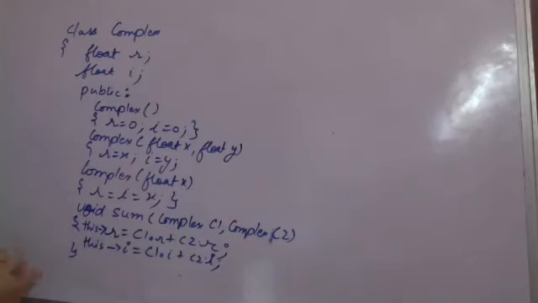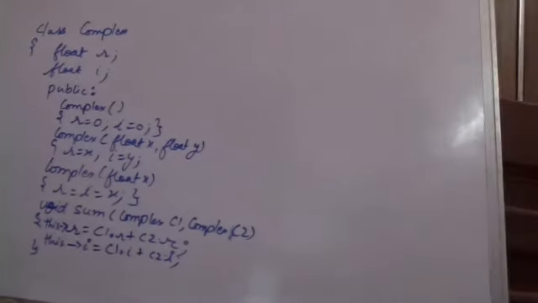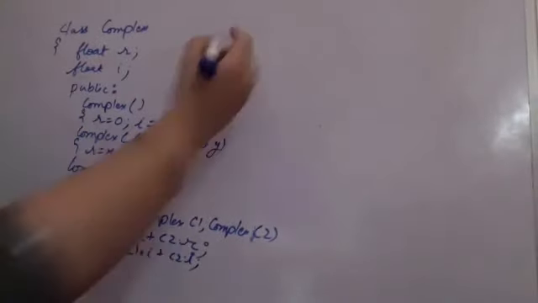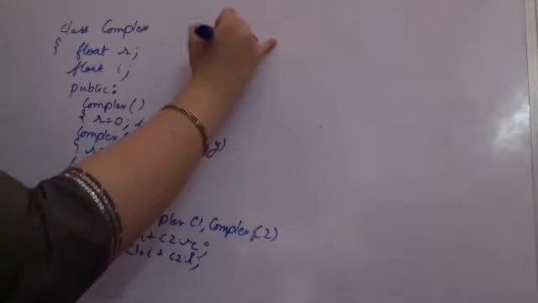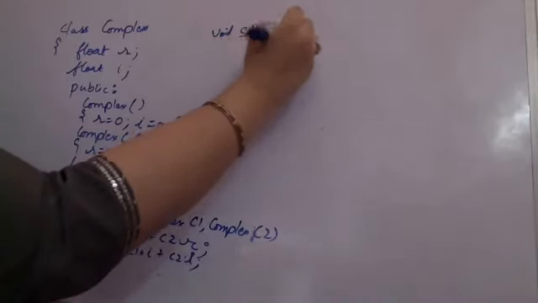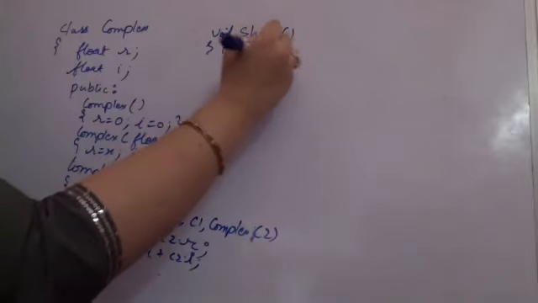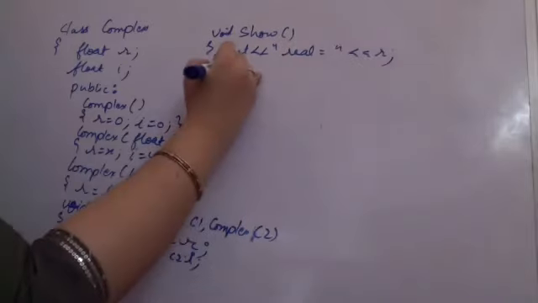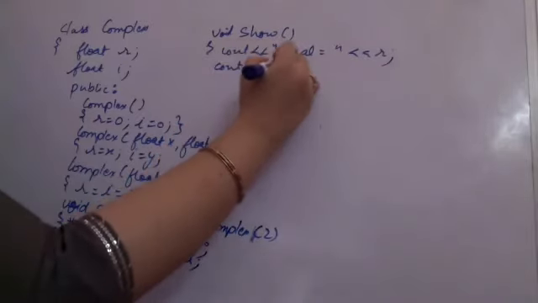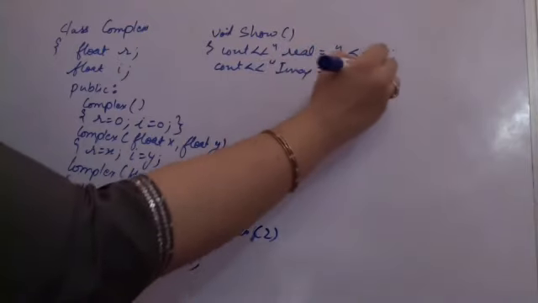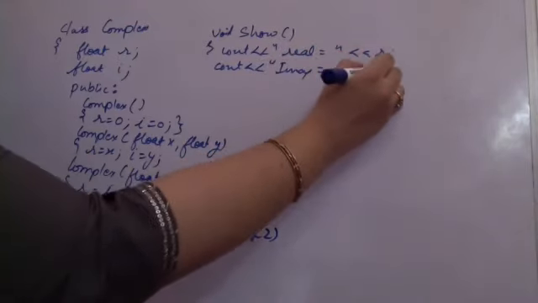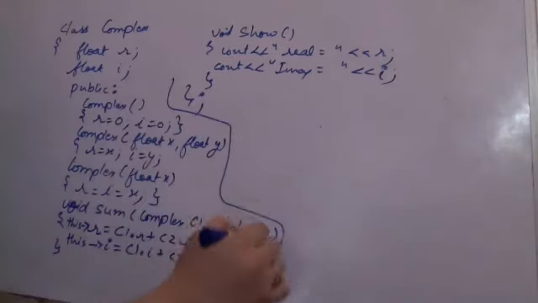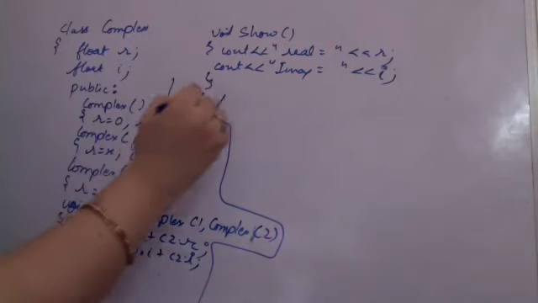This is my sum. Supposedly there is some function show also. So I will be having the function show also. So a function void show, and I am printing cout real is equal to your real part, and imaginary is equal to your imaginary part. Okay? And you close the class over here. So the class is now closed. Class ends here.